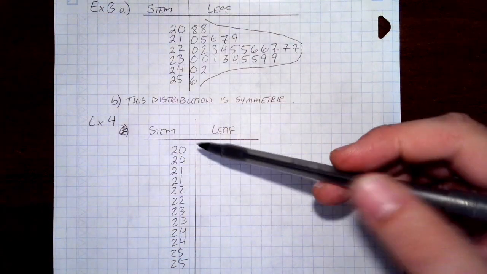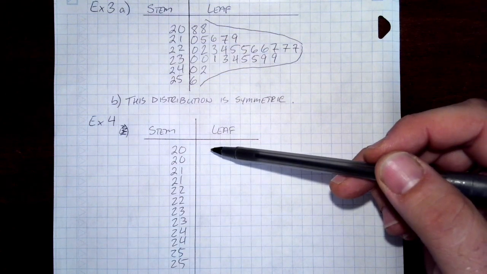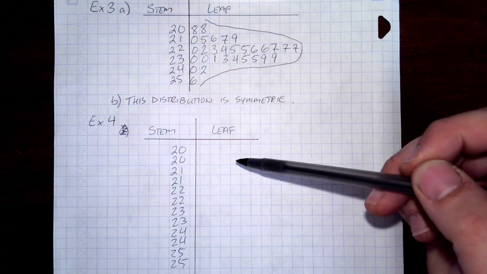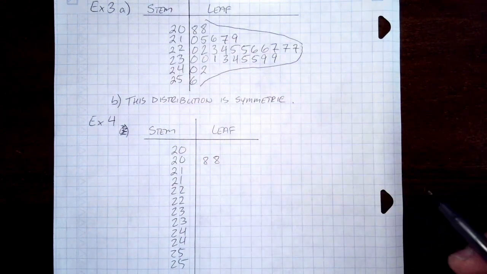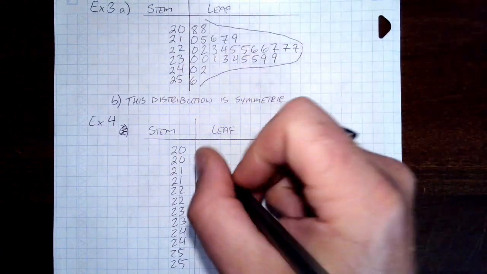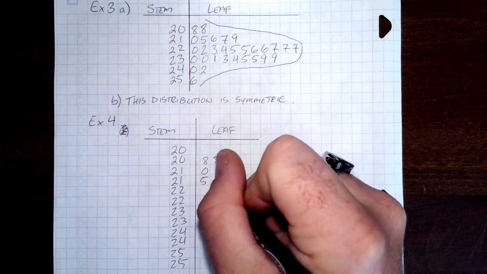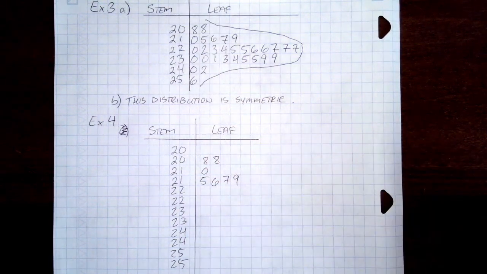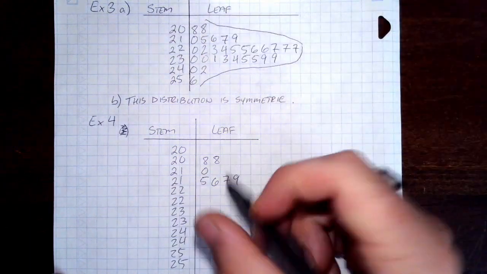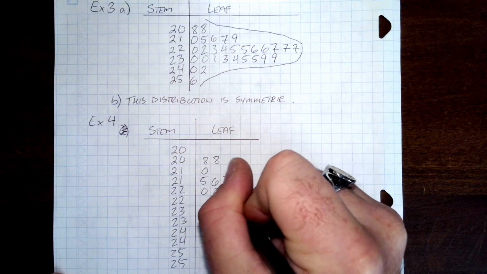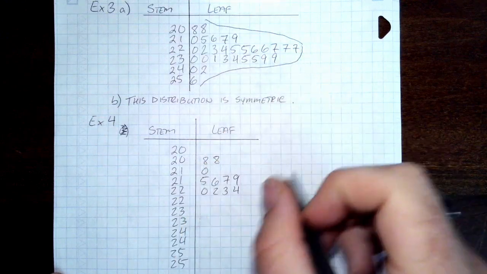So now, the lower, or the first of our 20s is going to have all of the leaves that go from 0 to 4, which there aren't any, but we have 2 8s. Again, 21, we have 1 0, and then 5 to 9 goes in the second group. 22, we have 0 to 4, so 0, 2, 3, 4. And then 22 and higher, 5, 5, 6, 6, 7, 7, 7.